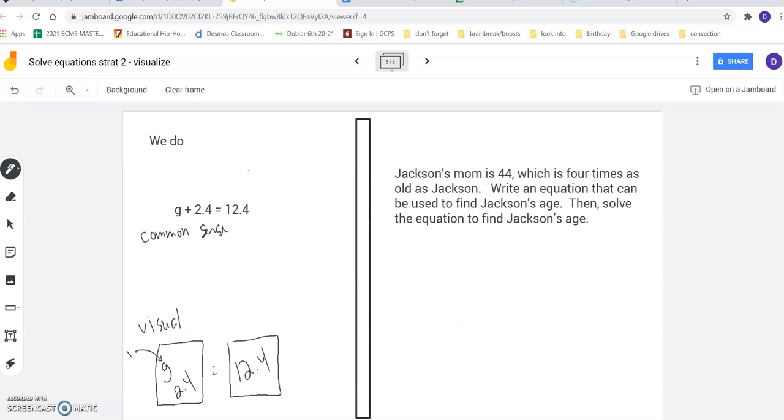And so if g is 10, both boxes have 12 4/10. Again, when they're really easy, it's not all that different than using the common sense strategy.